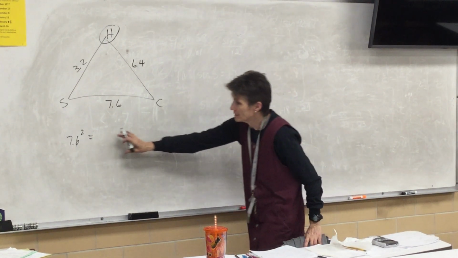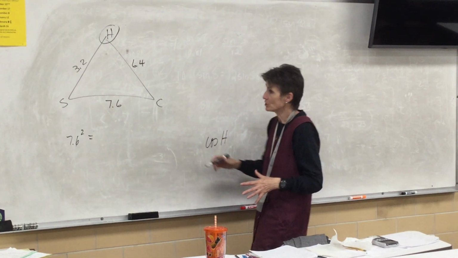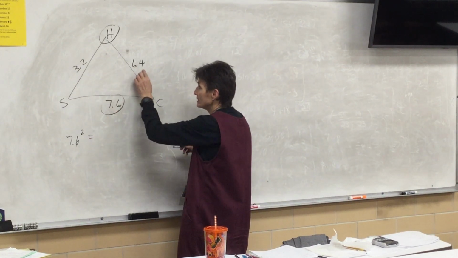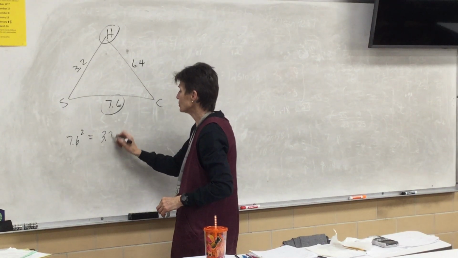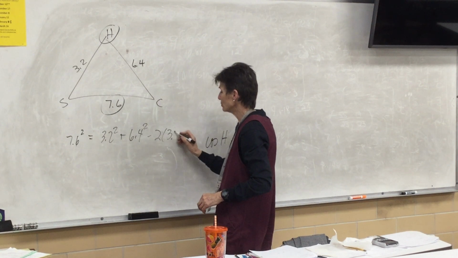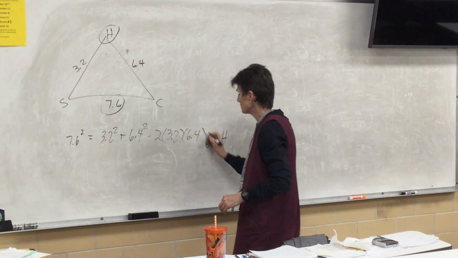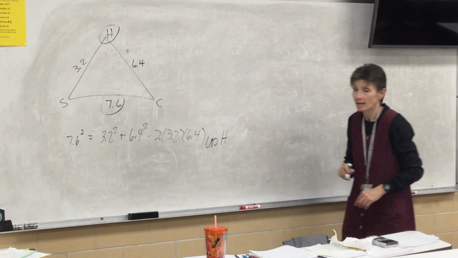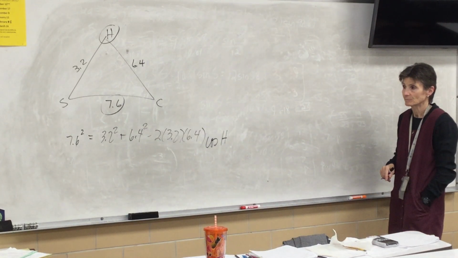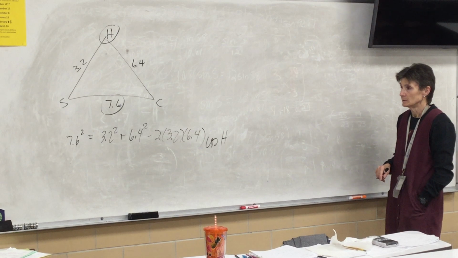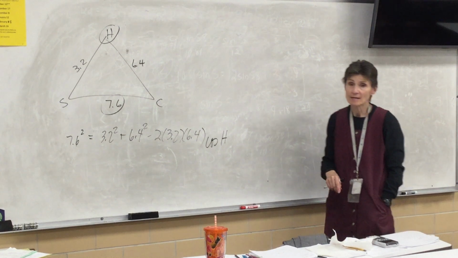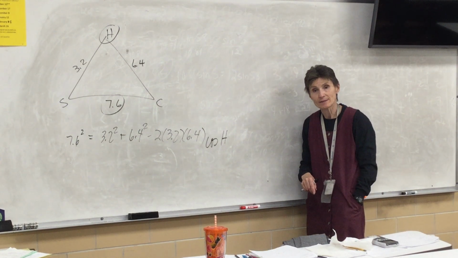Now, the middle part here is just a combination of the other two sides. So this is the one I've written down already, these two sides. So 3.2 squared plus 6.4 squared minus 2 times 3.2 times 6.4 times the cosine of H. That's the pattern for the law of cosines. It never changes. It's always exactly that way.